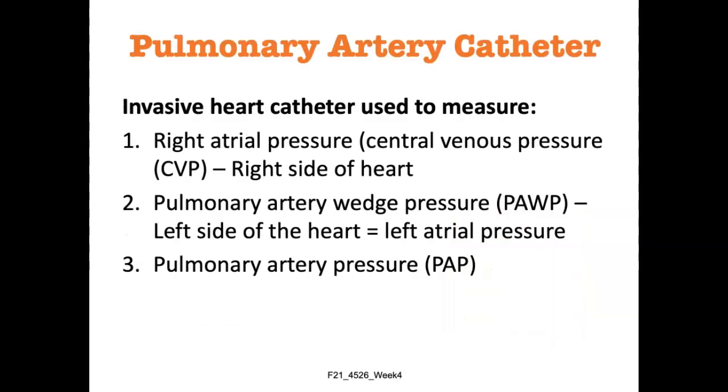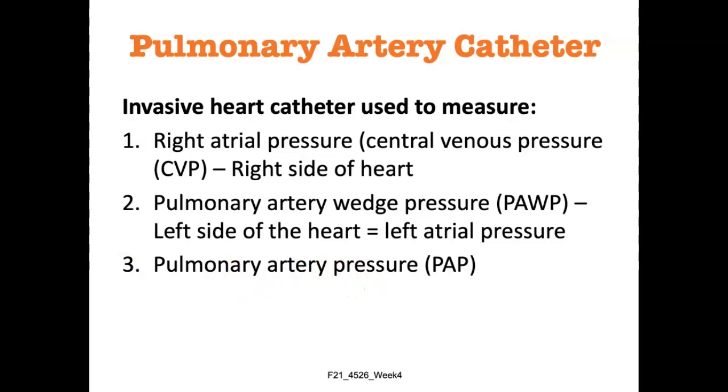So moving on to pulmonary artery catheter. This is an invasive heart catheter that's used to measure different areas of the heart. It can measure the right atrial pressure, which is the right side of the heart, and we call this your central venous pressure. It can monitor the left side of the heart, which is the pulmonary artery wedge pressure, and then it can monitor the pulmonary artery pressure. So it's monitoring the right side of the heart, the left side of the heart, and the pulmonary artery pressure.